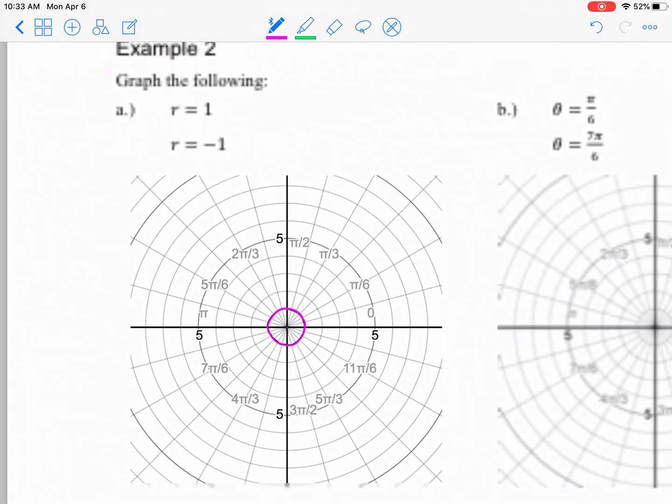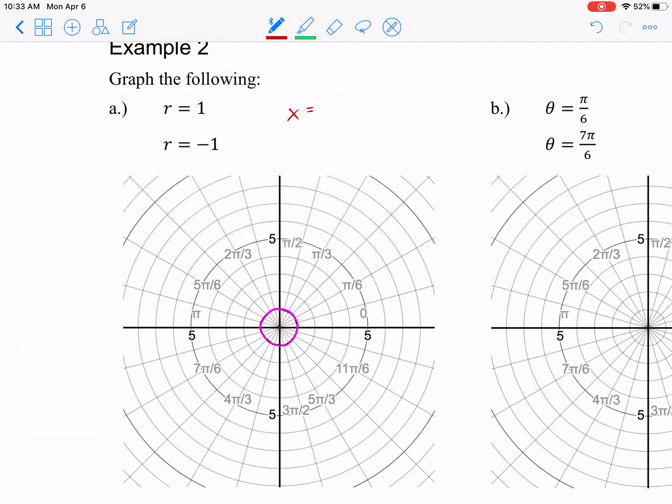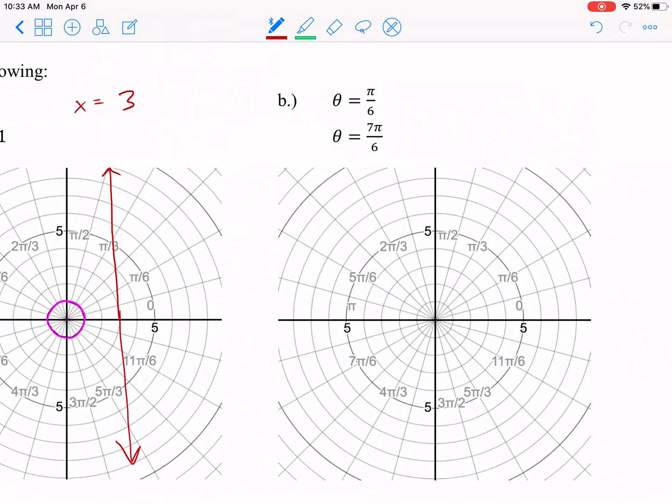Notice this is different than when we were doing something like x equals 3. X equals 3 would just be a vertical line. R equals 3 is a circle. R equals some constant is a circle, X equals constant is a vertical line, so they're a little different there.